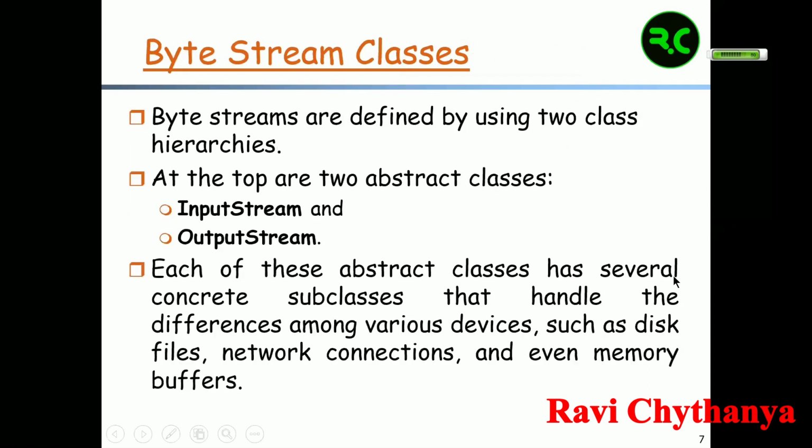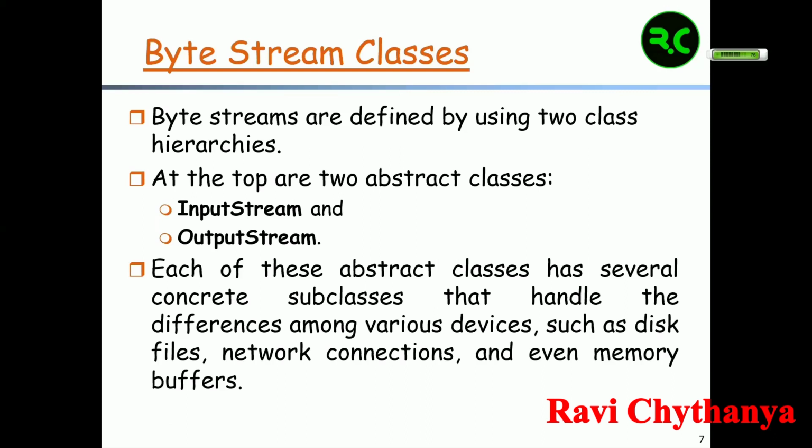So, byte stream classes. We are going to look at the byte stream classes. Streams are defined by using two class hierarchies. I'm going to have a class hierarchy now. Let me go to the whiteboard share. Is this clear? Is this visible for you?